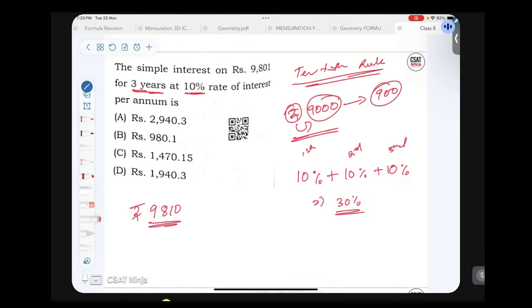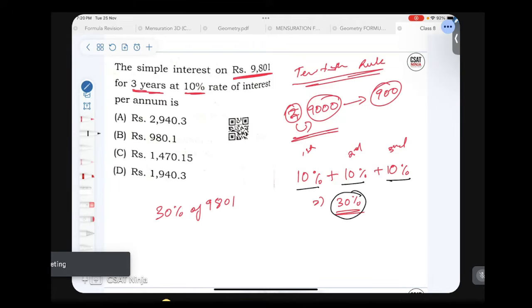So which means the total percentage will be how much? 30%. You just need to find 30% of this one. 30% of how much? Of 9,801. That will be the interest. Because first year 10%, second year 10%, another 10%, total will give us 30% here. So we just need to find 30% of that.